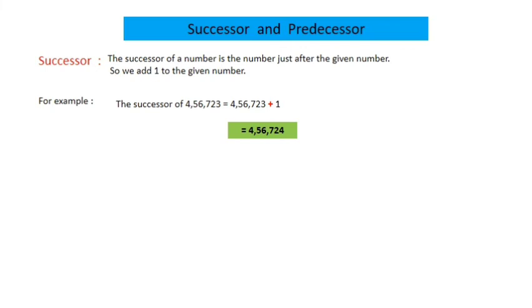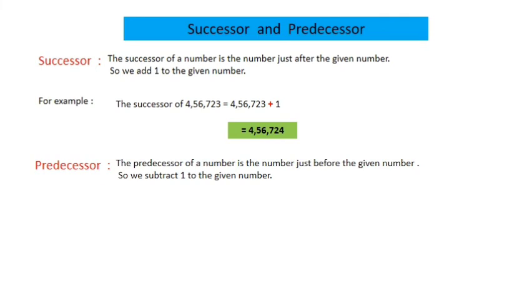Okay student, understood this? What is a successor? A successor is just after the given number. That means we add 1. Let us see what a predecessor is. The predecessor of a number is the number just before the given number. That means instead of adding 1, we are subtracting 1. We subtract 1 from the given number.